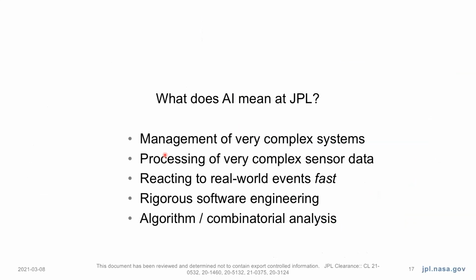So in summary, this might be a good place to pause for a couple of minutes, but what does AI mean at JPL? Well, AI is really software tools that help us manage very complex systems or do processing of very complex sensor data or react very quickly to real world events. And it requires rigorous software engineering, right? So we're talking about existing real world systems and people and processes that we need to interact with. And at the very core of it is essentially algorithm or combinatorial analysis, which is the key breakthrough that allows people to do this quickly and efficiently.